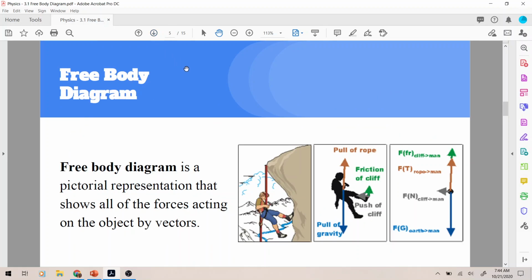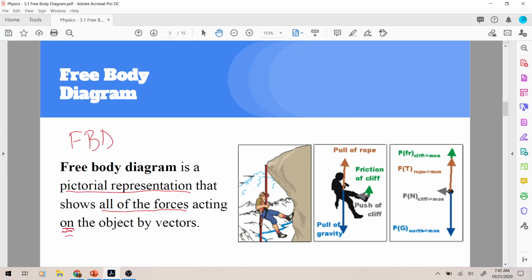So what is a free body diagram? Mostly we're going to abbreviate it as FBD, so once you see FBD, that means free body diagram. What is the meaning of it? It is a pictorial representation showing all of the forces acting on the object.